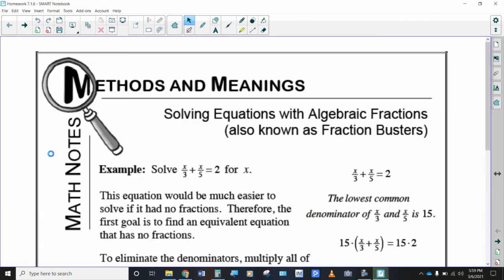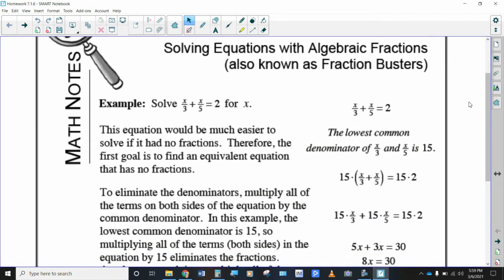Alrighty, so homework for lesson 7.1.6. Our M&Ms have to do with fraction busters. So this is the process that you can use to eliminate the denominators from your fractions and make your equation an easier, more appealing equation to try and solve.